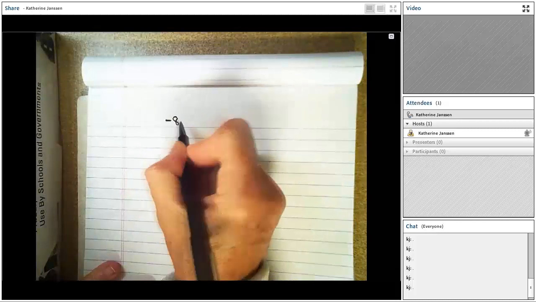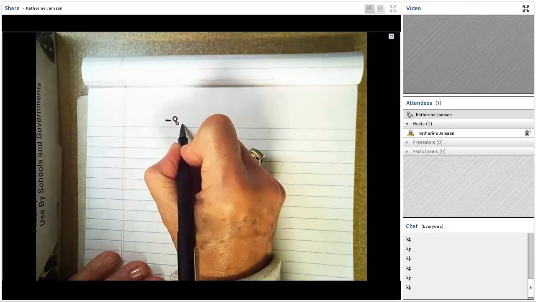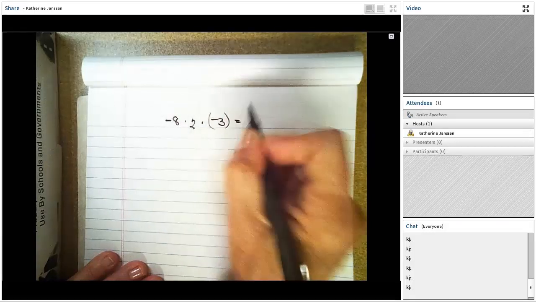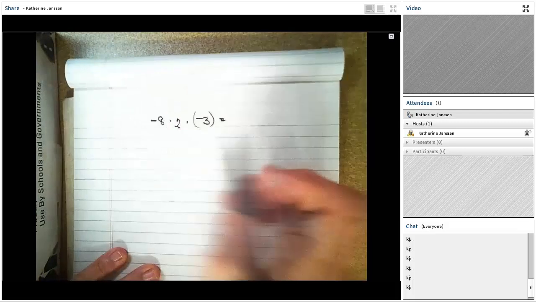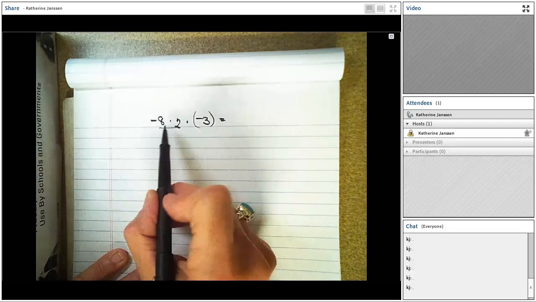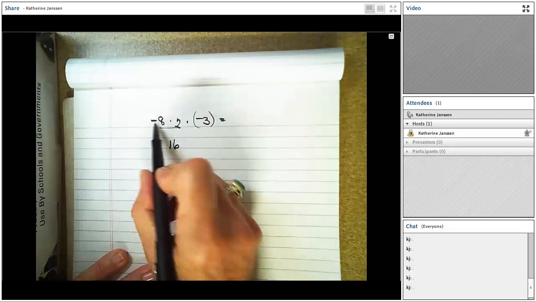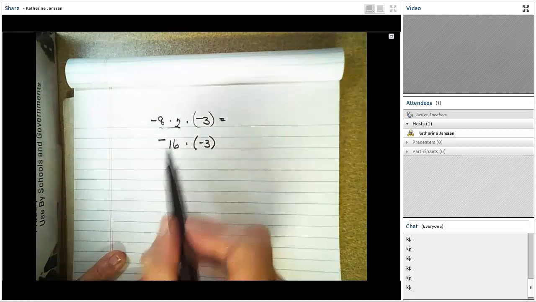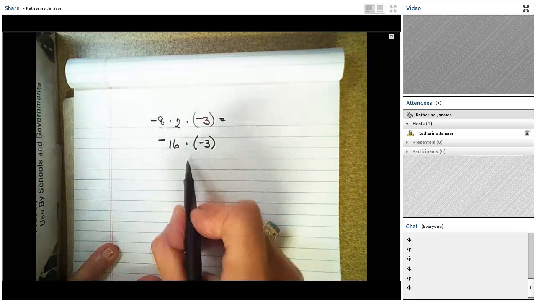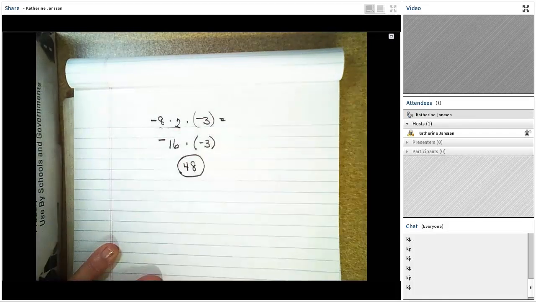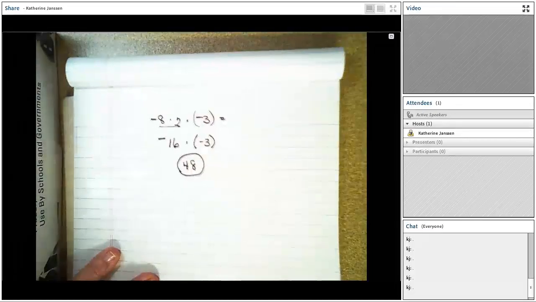Negative 8 times 2 times a negative 3. Okay, well, this is all multiplication, so from left to right. A negative 8 times a 2. An 8 times 2 is 16. A negative times a positive is negative, and then copy everything else down the same. 16 times 3 is 48. I have a negative times a negative, so my answer is positive. When the signs are the same, your answer is positive. When the signs are different, your answer is negative.